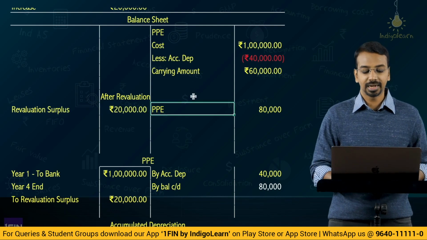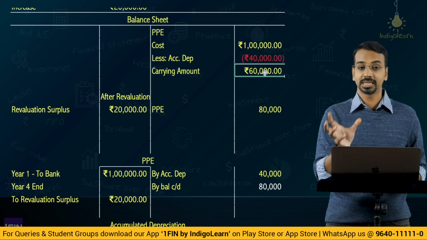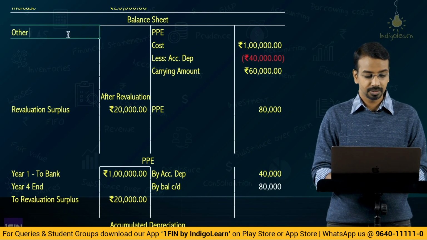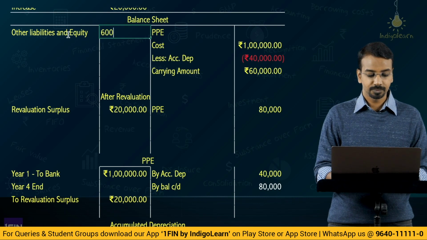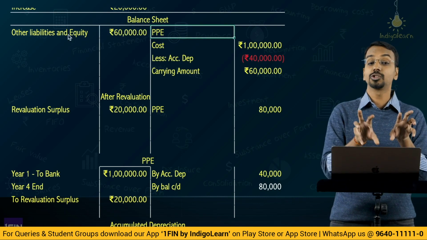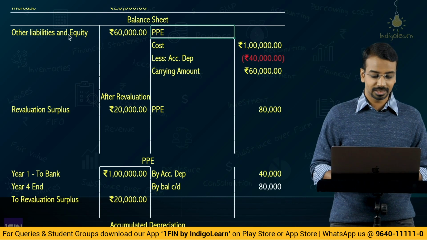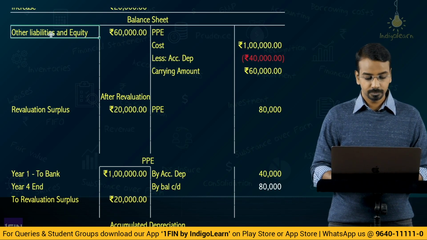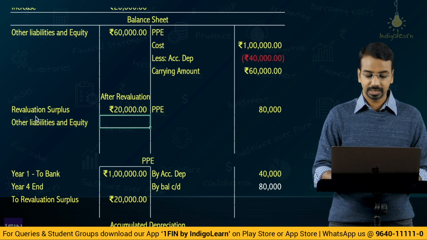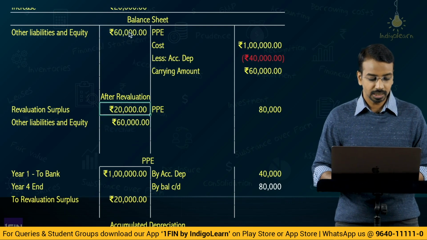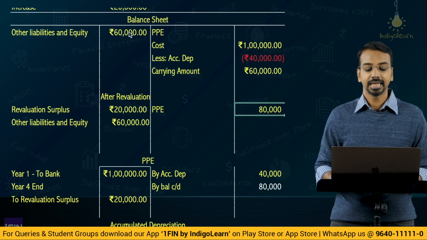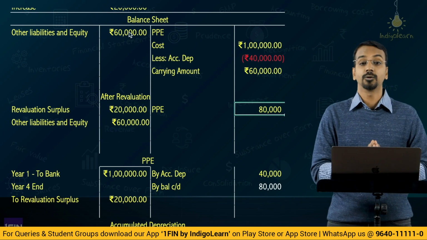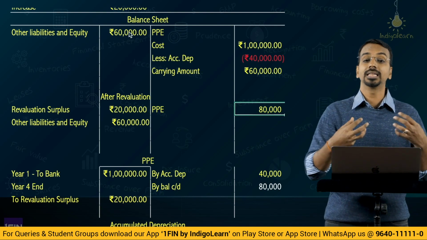20,000. See, in net effect, here also the net asset side was 60,000. Assume here we have other liabilities and equity 60,000, assuming that these two are the only items in the financial statements, right? Now, here you will have other liabilities and equity 60,000, revaluation surplus I am showing it separately 20,000. So, 60 plus 20, 80, and this side also 60 plus 20, 80,000. So, this is one approach to apply the revaluation model.